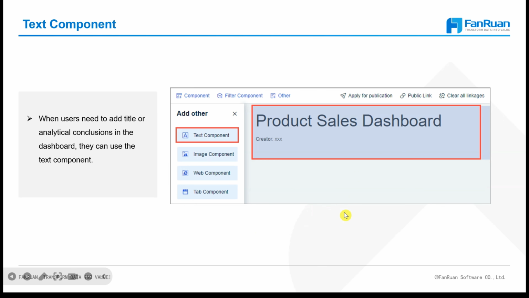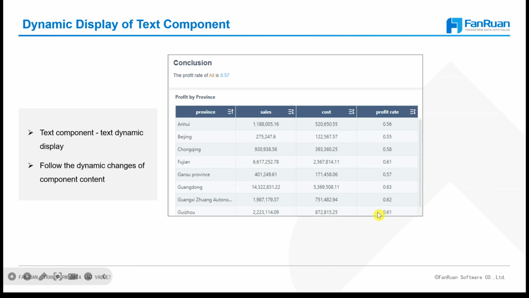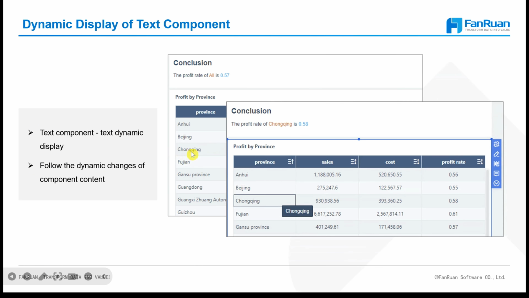With text components, we can customize font size, background color, and alignment options such as center, left, or right. Text components can also dynamically update based on filtering conditions. For instance, if we click on Chongqing here, the text component above will automatically display the profit margin for Chongqing.